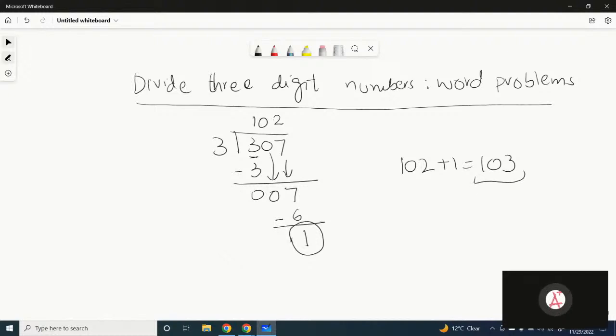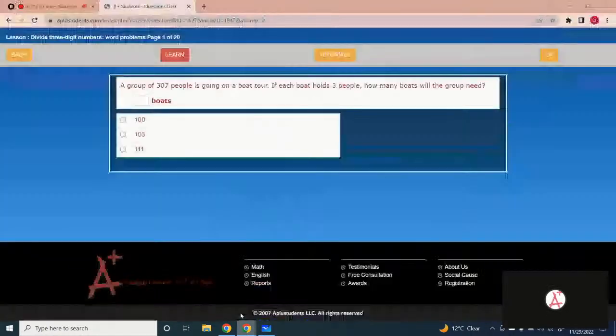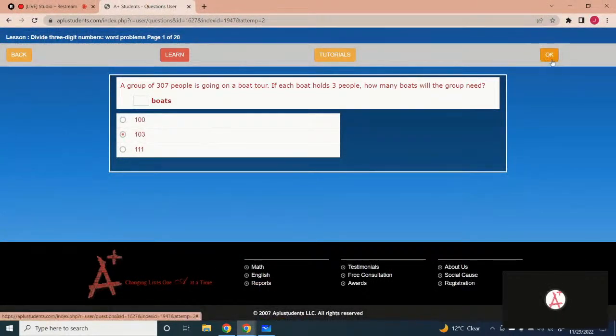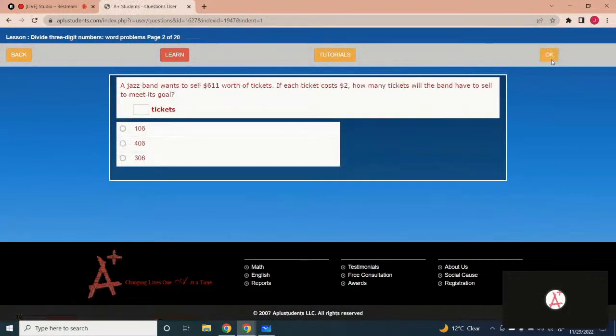Got it? Because 307 isn't completely divisible by 3, you are left with 1. So for that 1 you have to add one more boat. So it would be 103 boats. Got it? Just select the correct option and click on the OK button. Please ask your question if you have any confusion, any problem.